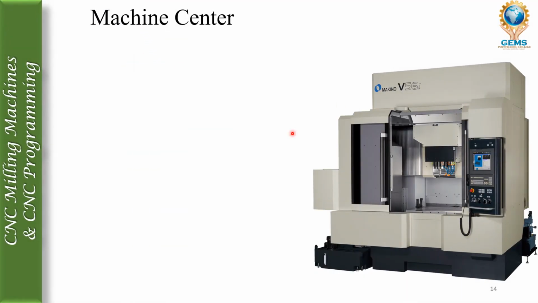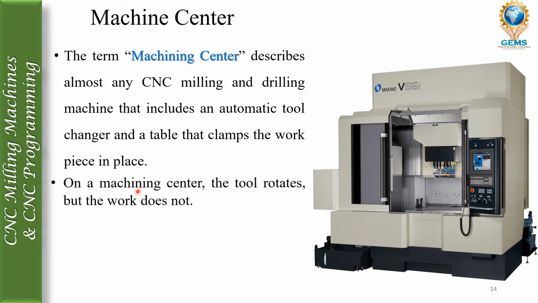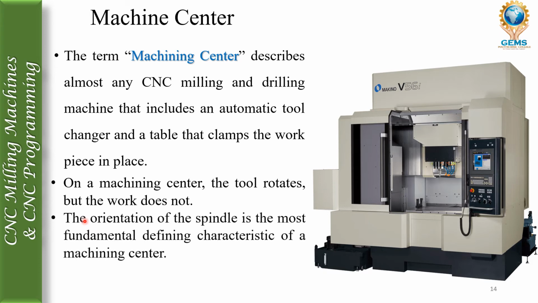Now let's come to the machine center. The term machine center describes almost any CNC milling and drilling machine that includes an automatic tool changer and a table that clamps the workpiece in place. On a machining center, the tool rotates, but the work does not. The orientation of the spindle is the most fundamental defining characteristic of a machining center. A machining center represents the whole setup in one device, in one place. The whole setup, everything, comes in one setup.